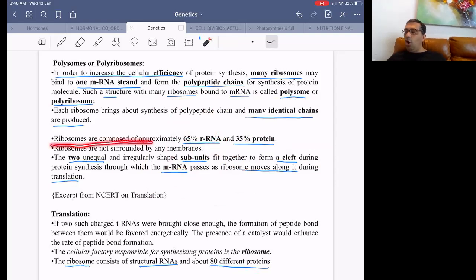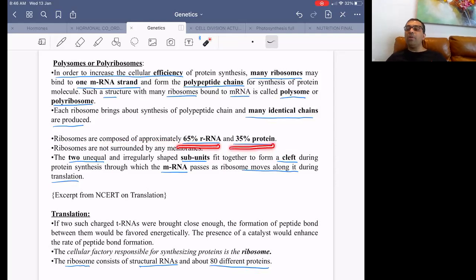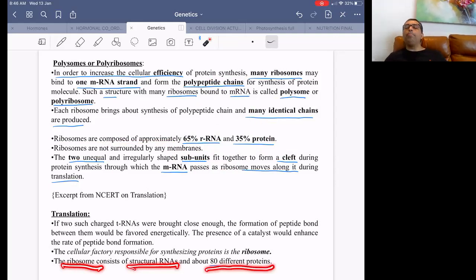Ribosomes are composed of 65% rRNA and 35% protein. If you remember, a ribosome is made up of rRNA and that is 65%, और उनको स्टिक करने के लिए प्रोटीन्स होते हैं which are 35%. And ribosome consists of structural RNAs called rRNAs and 80 different types of proteins. How many types of proteins are there? 80 different types of protein.